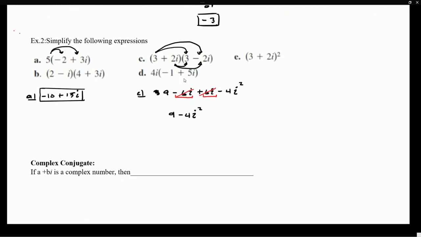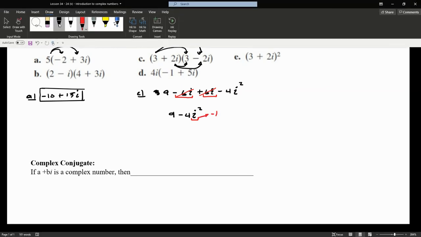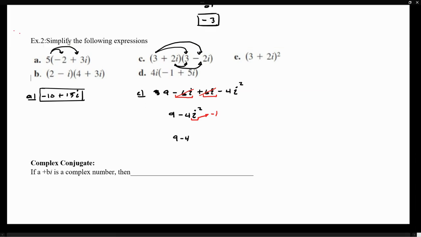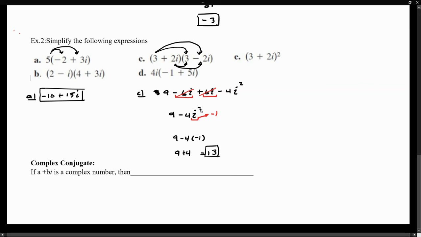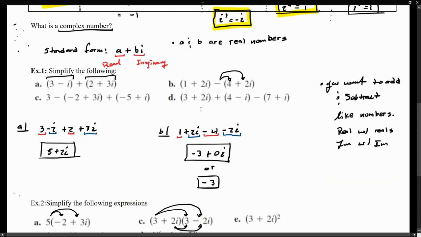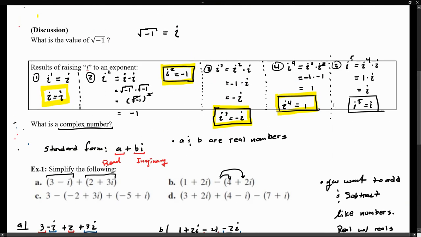So therefore, we can just substitute this expression by just -1. So now my problem becomes 9 minus 4 times -1. And if we do this correctly, we're going to have 9 plus 4, which is essentially just 13. So notice that whenever we're multiplying complex numbers, we might end up with imaginaries to a certain exponent. And whenever we have that, we want to think about the results that we have properly come up in our previous discussion a couple minutes ago.